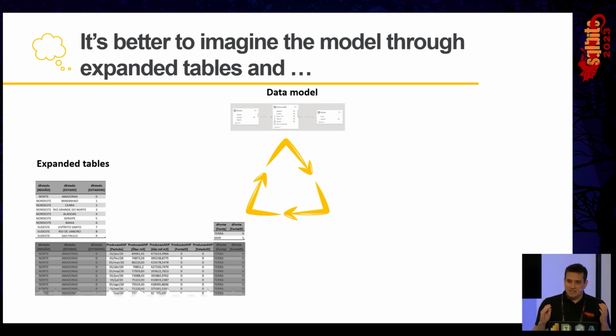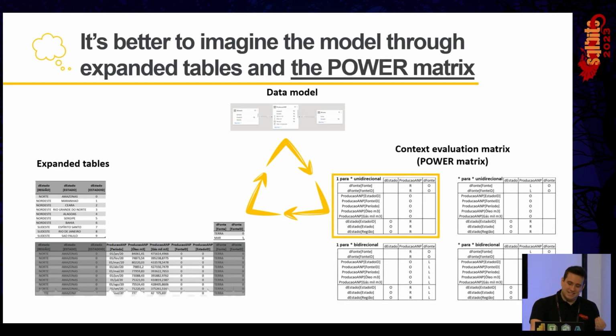Because the standard way of filter propagation is through expanded tables, and they depend on what type of relationships you are creating. And there's such a thing that I call the power matrix, the context evaluation matrix, aka power matrix, which is a synthetic way to represent your model. Again, this model is really small, but it can become a lot larger, and you can quickly see those are 4 different versions of the same set of tables. I'm just changing the cardinality and the filter direction for only one table. So the map becomes really different between them.